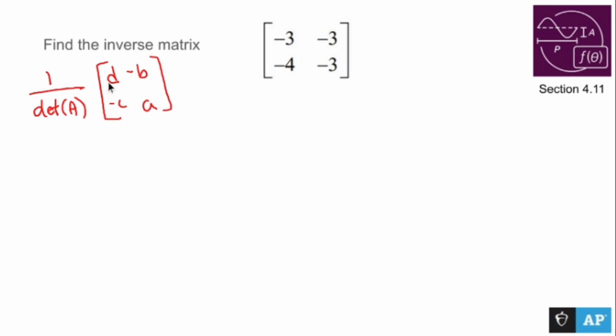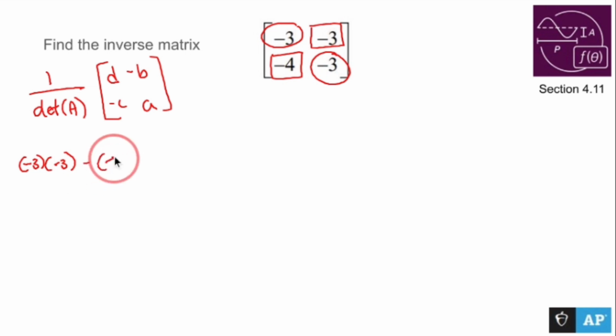So what we need to do first is we need to find the determinant. Then once we find the determinant, that will let us know if we could even take the inverse. So let's do that. The determinant is found by multiplying the top left and the bottom right, so negative 3 times negative 3, and then subtracting the top right times the bottom left, so negative 3 times negative 4.